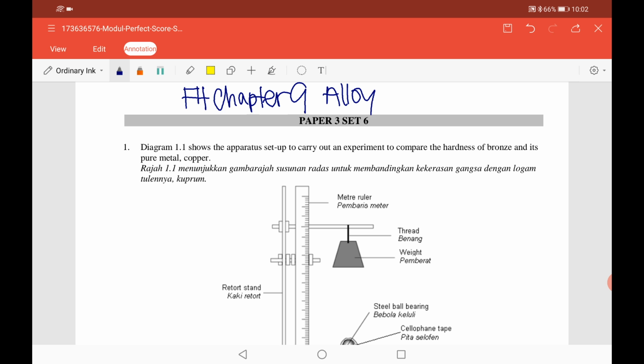If you forget, please revise back. I'll give you some rough idea before we do this. We discuss this question together. Alloy is harder than its pure metal. Always remember, alloy is harder than its pure metal.